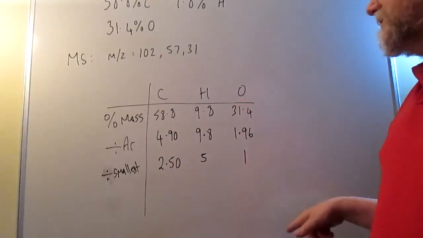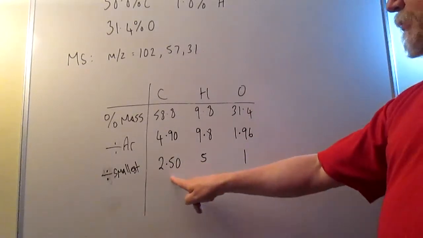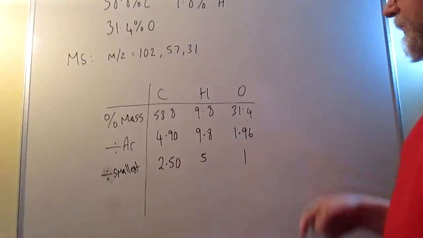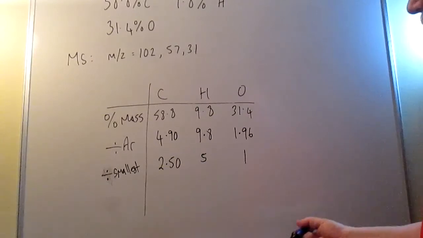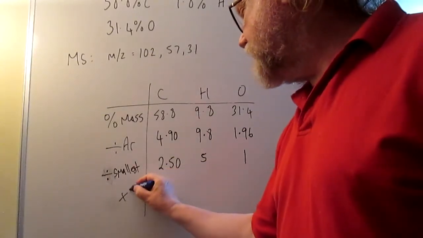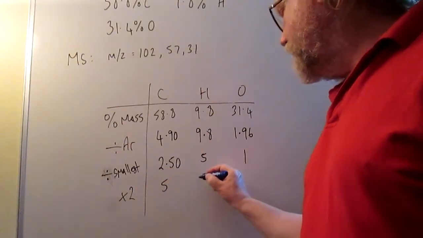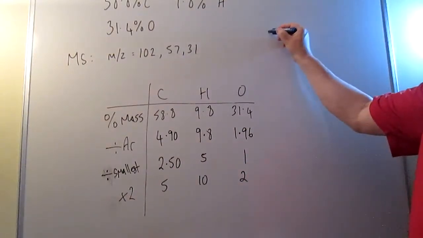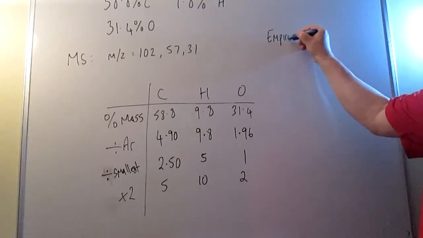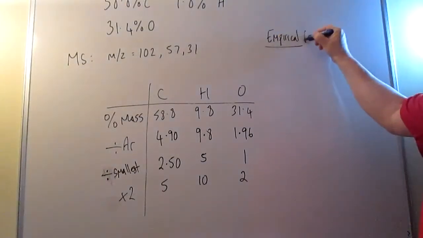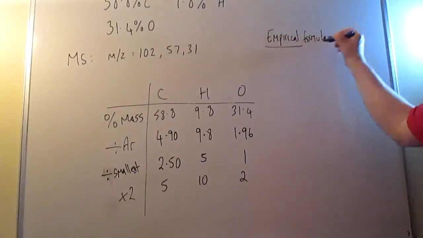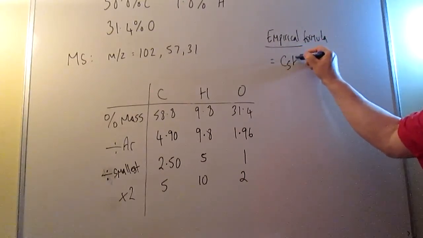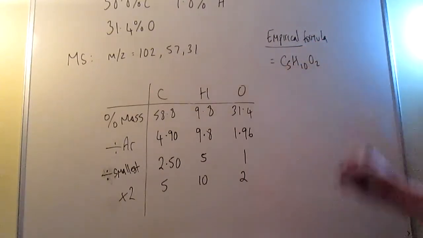You notice here it doesn't. But if you see 2.5, you realise, well, if you doubled all of them, they'd still be in the same ratio, and then they would be whole numbers. So you just say, right, times 2 will give you 5 and 10 and 2. And that tells you that the empirical formula is C5H10O2. But remember, that's not necessarily the molecular formula.